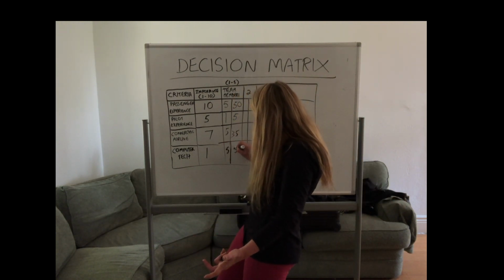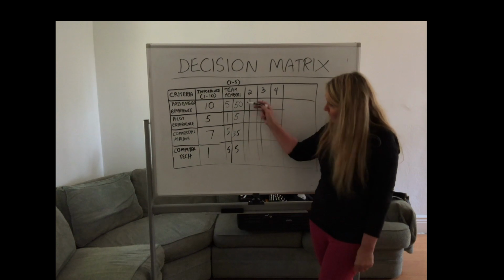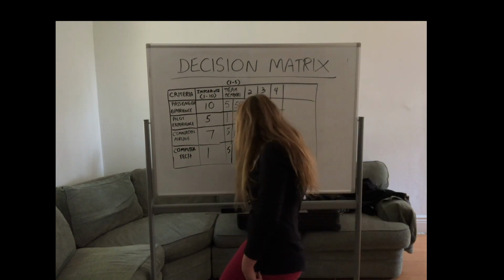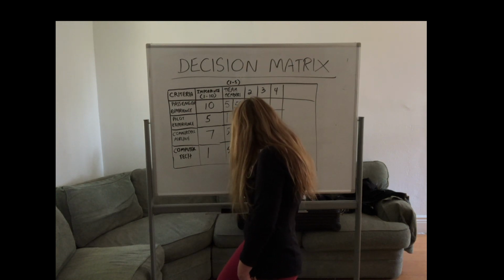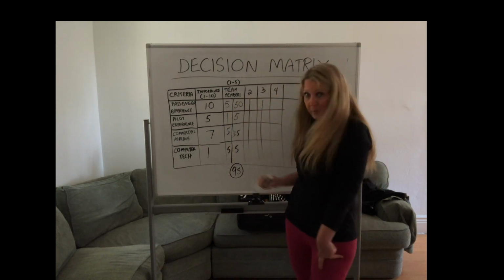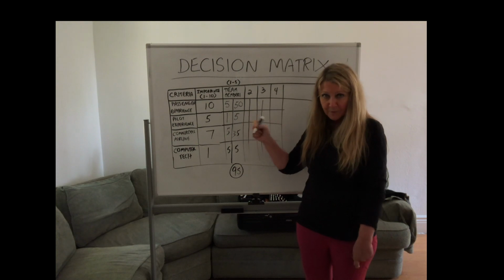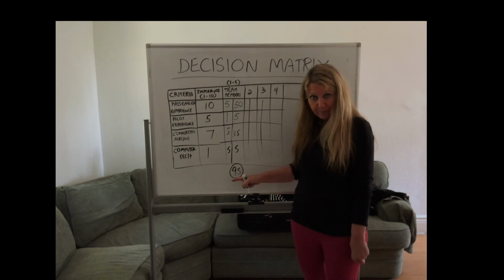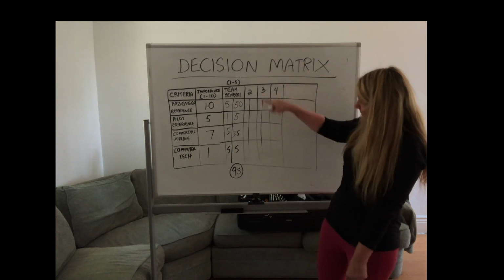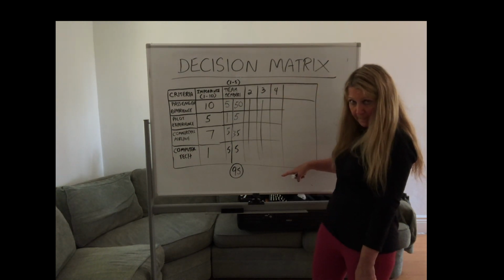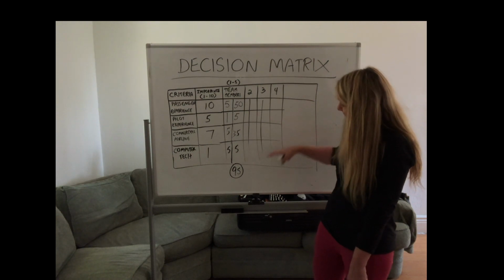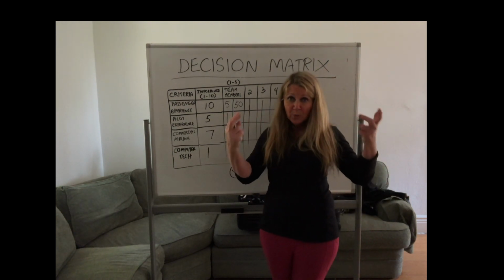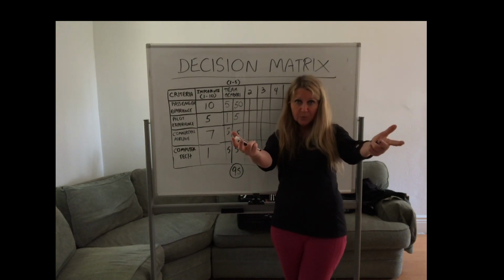5 times 1, 5. So now we have 4 numbers. We're going to add these numbers up. 95 is the total for team member 1. So the first team member, their total score for their idea is a 95. Now I'm going to do that for the other team members. And whoever has the highest number down here is the winner. In other words, that's the person's idea you're going to use.